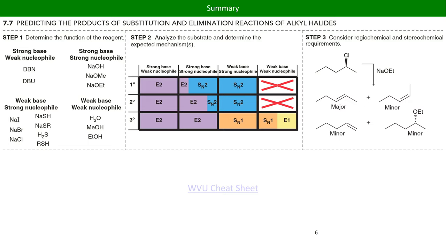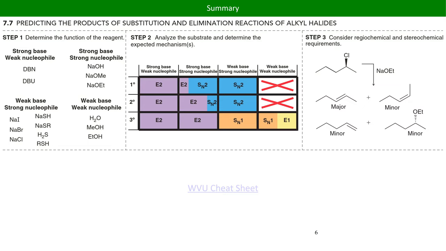but it still might be a good nucleophile. Weak base, strong nucleophile are going to be things that have a negative charge but are the conjugate base of a strong acid, so things like iodide, bromide, chloride. They're decent nucleophiles, but they're really bad at being a base. And the weak base, weak nucleophiles are going to mostly be your solvent molecules, and they tend to be neutral.